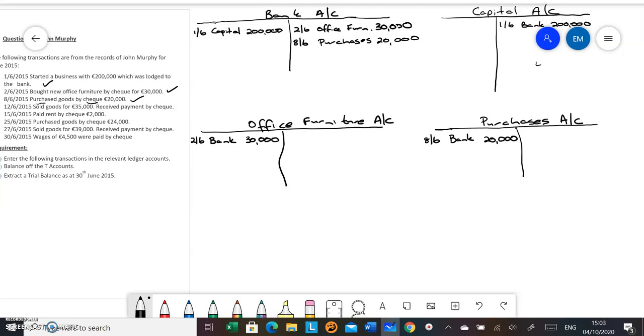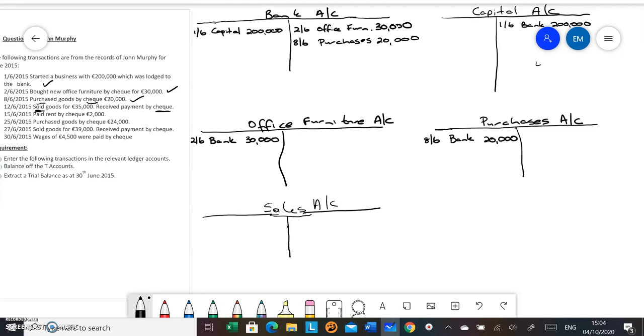So then on the 12th of June, you've sold goods. So you've made a sale, you've sold goods for €35,000 and you've received the payment by cheque. Therefore, your bank balance is going to be impacted. So you've made a sale. So you open up your sales account. You always credit your income. It's your sales account. You credit your income, and your sales is the main form of income you will have.